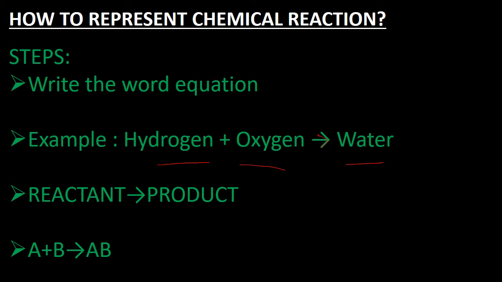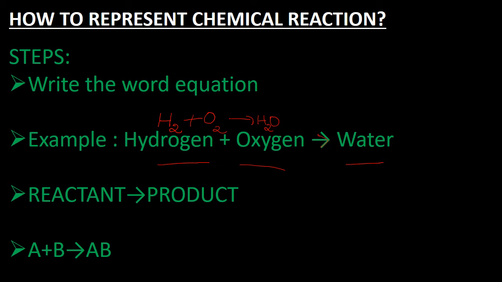This is again a long sentence. So what we can do instead is represent these words with symbols or chemical formulae. What is the symbol for hydrogen? The symbol for hydrogen is H, but you should write it in a molecular form, that is H2. The symbol for oxygen is O, and it is represented as O2. Water is represented as H2O.